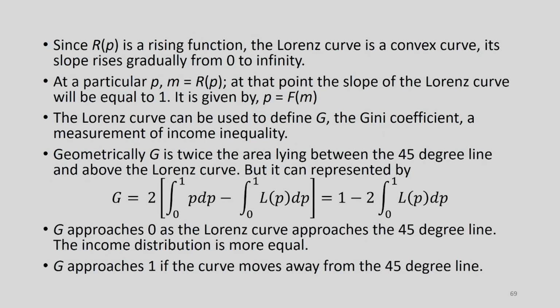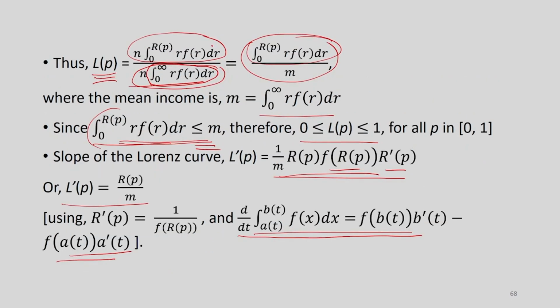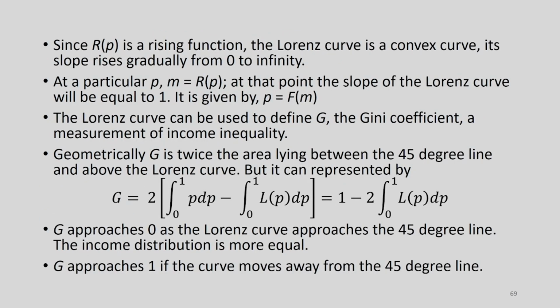Now, R_p is a rising function, because remember what is R_p? R_p is the income going to the p proportion of the population. As the population proportion is rising, the income will also be rising. Therefore, R_p is a rising function. The Lorenz curve is a convex curve. Its slope rises gradually from 0 to infinity. The denominator, remember, is constant, right? Mean income is constant, R_p is rising. So therefore, the slope is rising all the time, which means that it is a convex function.